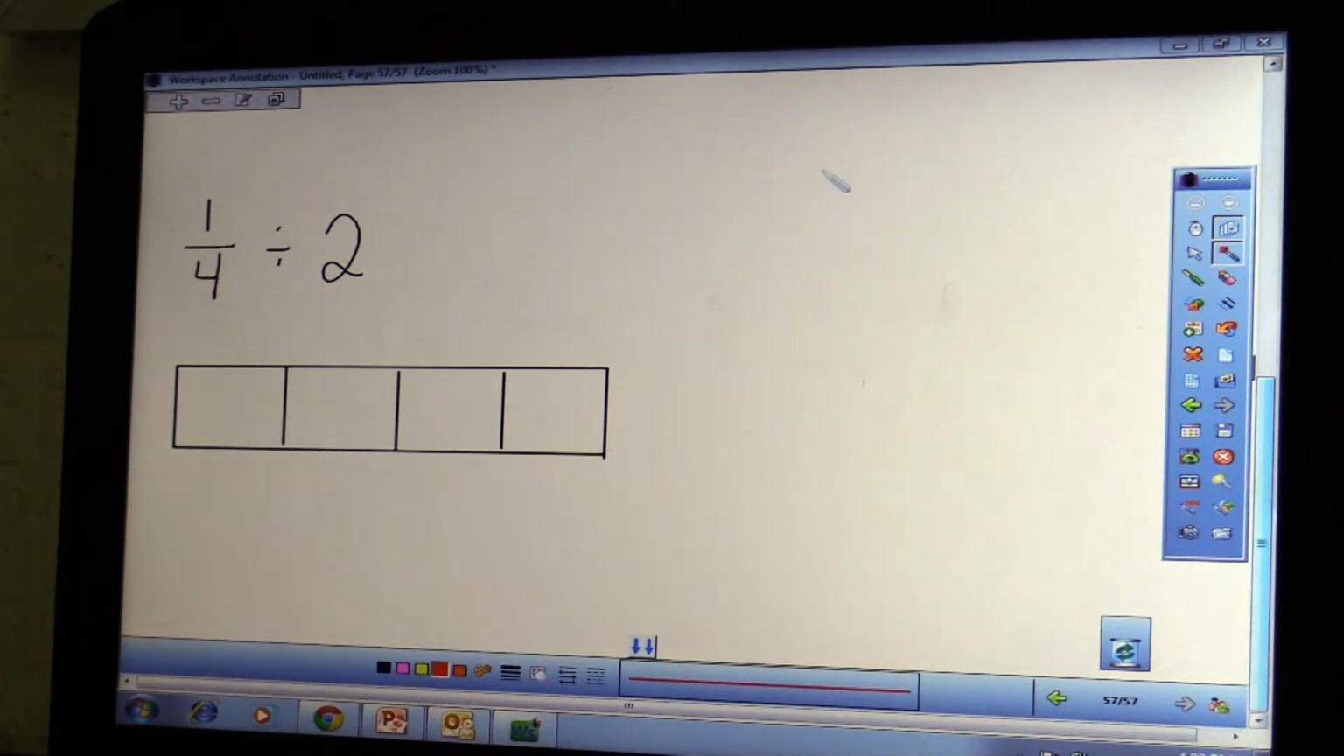So now I start with 1/4 divided by 2. When you're looking at 1/4, you would look at 1 piece out of 4. So we're focusing on this 1/4. Now each fourth needs to be split into 2 pieces. So I'll go ahead and divide those down into 2.